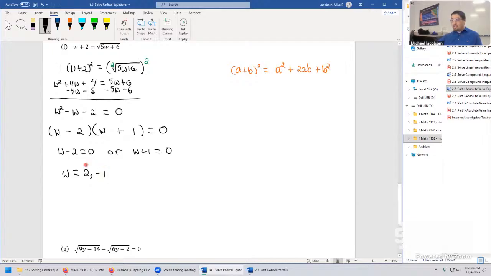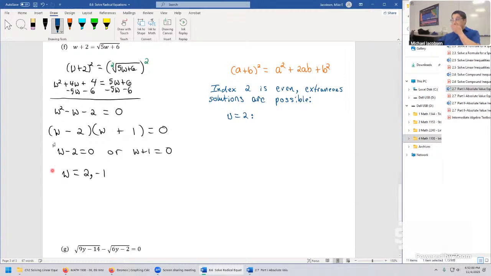So these are candidates. It could be both are solutions, none of them are solutions, or exactly one or the other is a solution. So what we do is, now we check this out. Just as a reminder, the index 2 is even. So this means extraneous solutions are possible. So we check out both the solutions, starting with this one, w is 2.